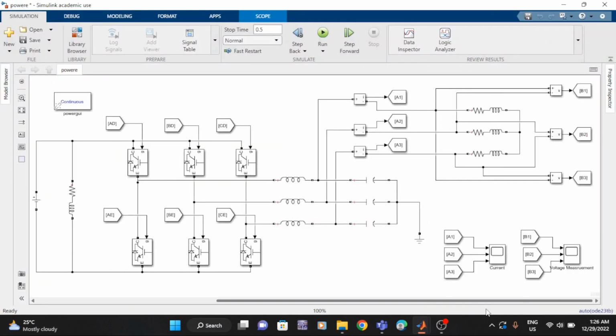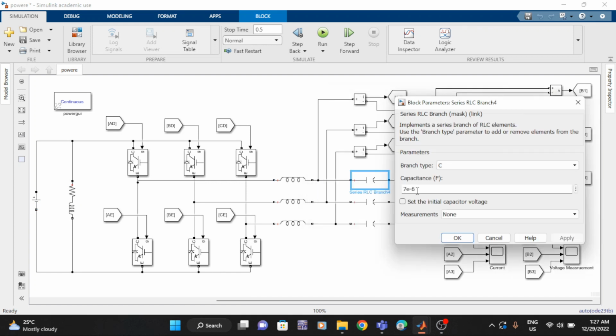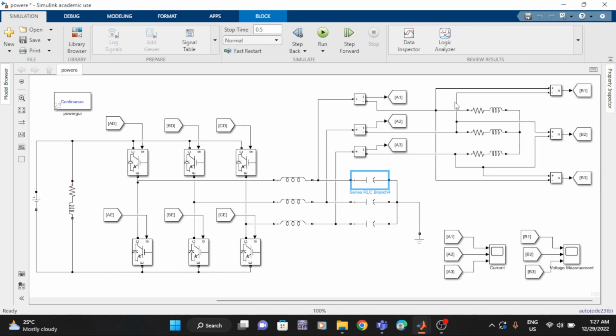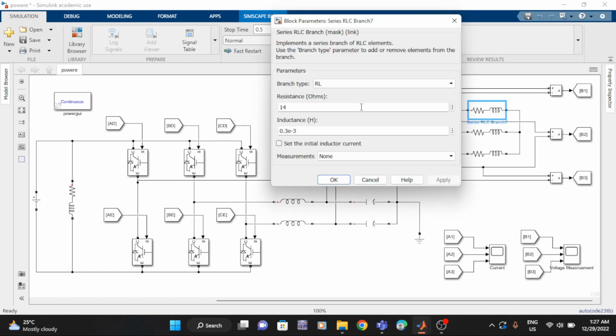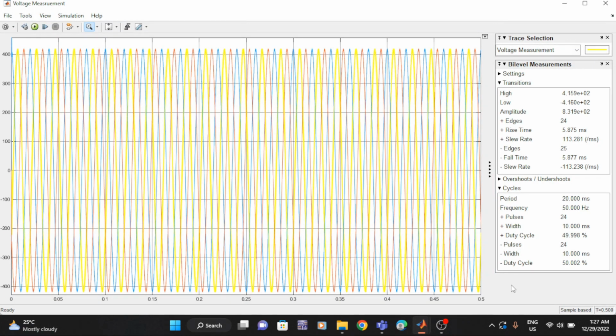We move on to the three-phase inverter, which is connected to the filter of capacitor and inductor, and lastly it is connected to the three-phase RL load. So basically we are using the voltage 480 volt, the inductor is 1.5 millihenry, and the capacitor we use 7 microfarad, and then we connect to the RL load, which value is 14 ohm and 0.3 millihenry as the requirement in the PBL. After that, we run the simulation and we can see the voltage measurement like this. So there are 3 sinusoidal graphs.